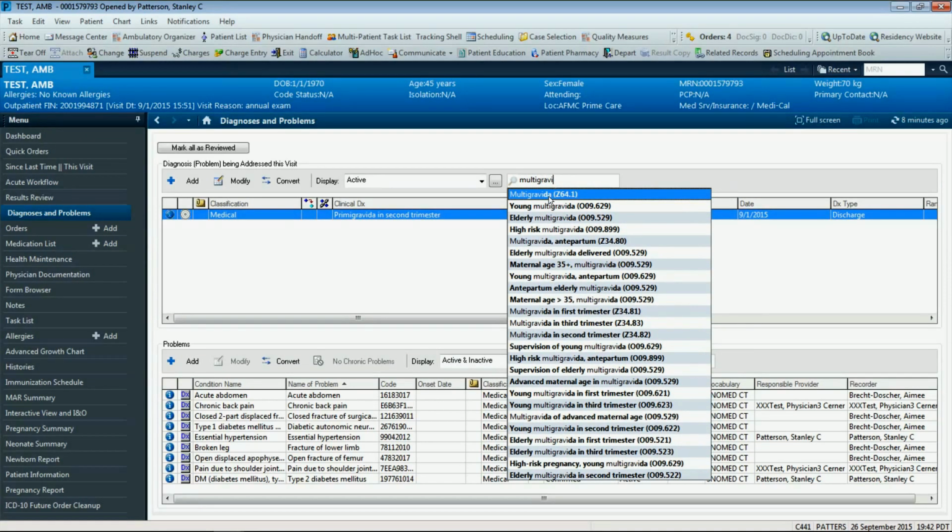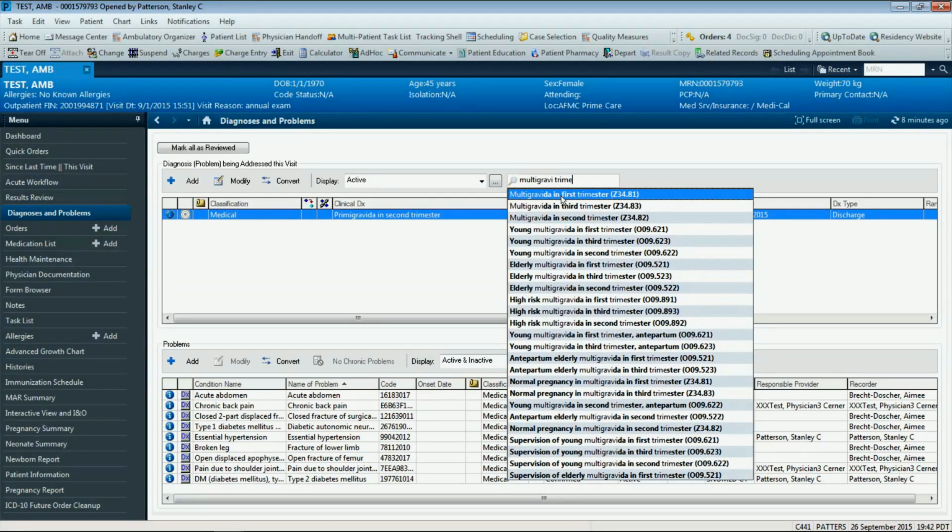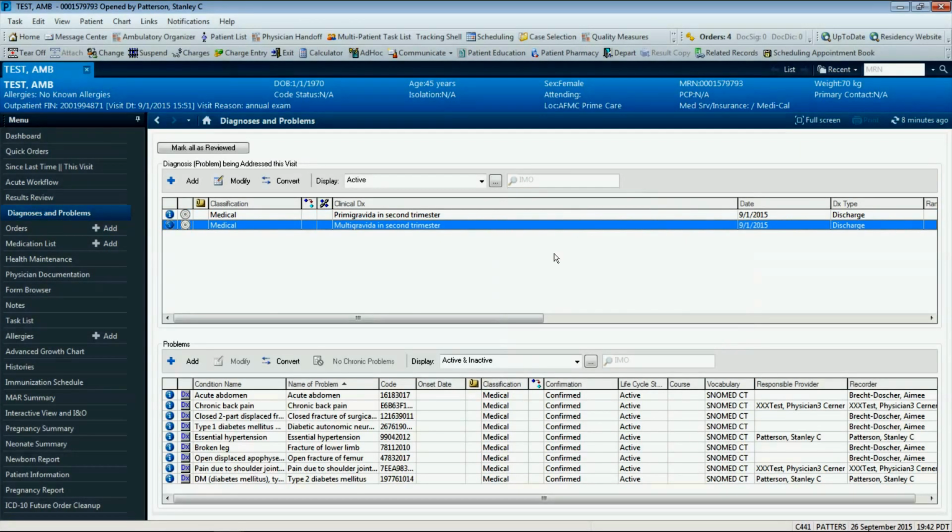So this is what I was talking about. You pick multigravida by itself, it gives you this code. So once again, you want to pick the trimester that's specific for your patient. Multigravida in the first trimester, second, third, etc. Okay?